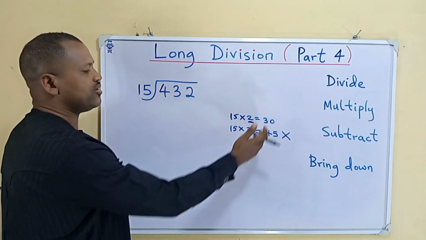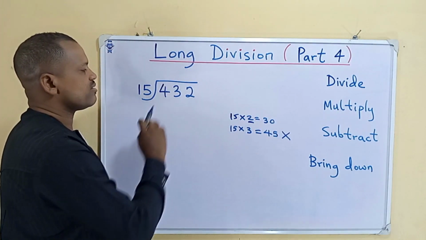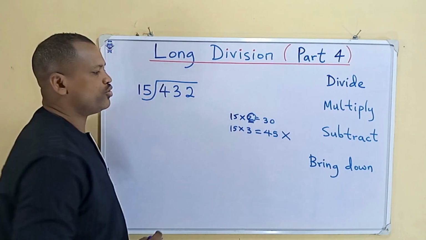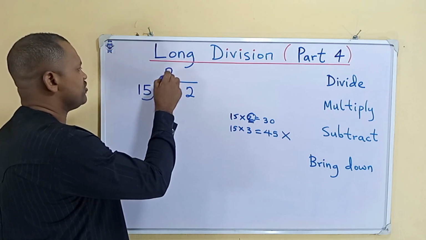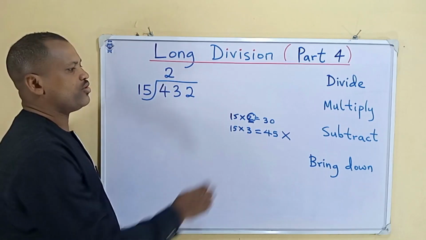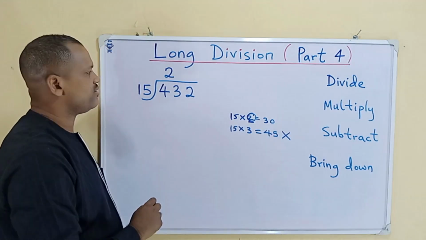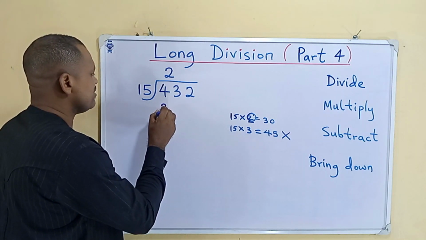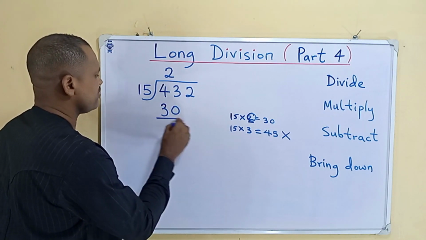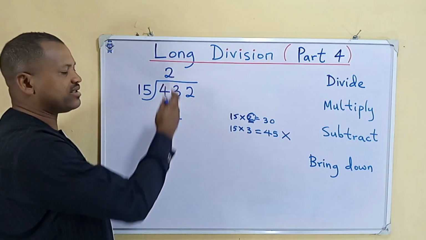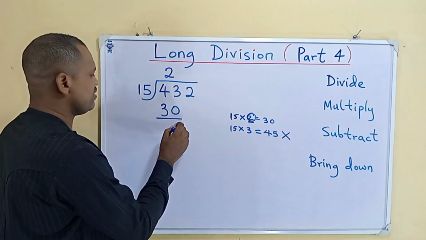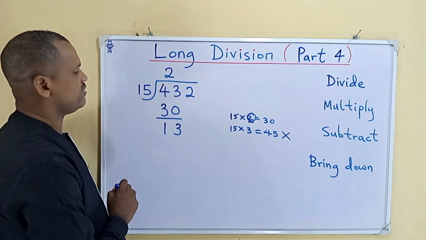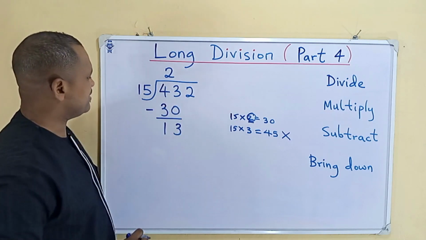So 30 is the closest number to 43 and not bigger than 43. So we're going to use 2. So 2 here, we have divided. The next step is multiply. You multiply with this 2. 2 times 15 is 30, as we have seen here. The next step is subtract. It will give you 3, it will give you 1. When you subtract, you get 13.